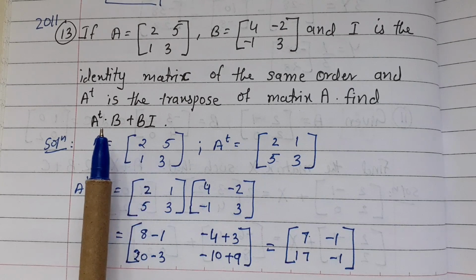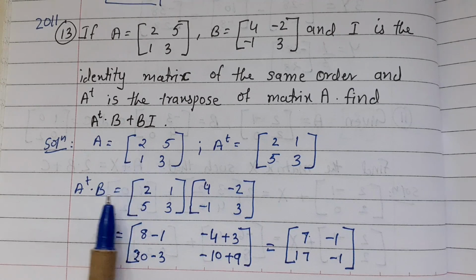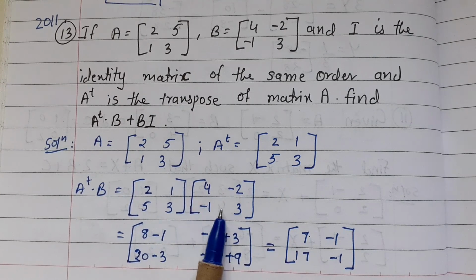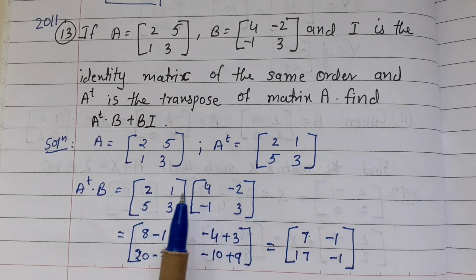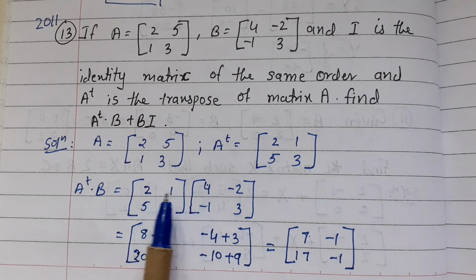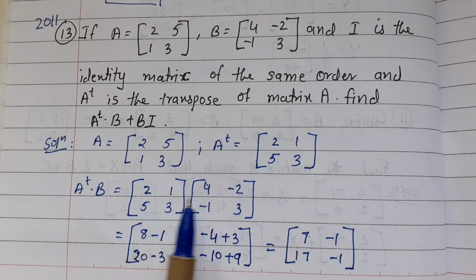We have to find A transpose into B. So first we will write A transpose into B matrix, and then we will multiply. 2 into 4, 8. 1 into minus 1, minus 1. 8 minus 1, 7. 2 into minus 2, minus 4. 1 into 3, 3. Minus 4 plus 3, minus 1.